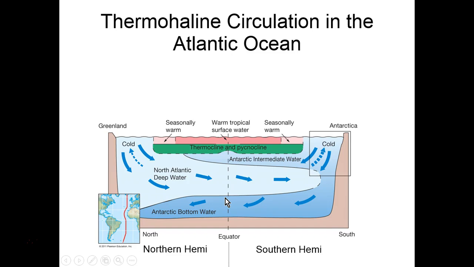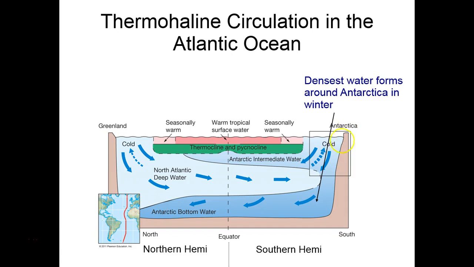Okay, now we can look at the Atlantic Ocean and see that there are actually specific names for these water masses. Okay, so we have Antarctica over here and Greenland over here. So the densest water forms around the Antarctic Ocean or the Southern Ocean in the wintertime. So that water gets very dense and it sinks down and it flows throughout the Atlantic Ocean on the bottom.